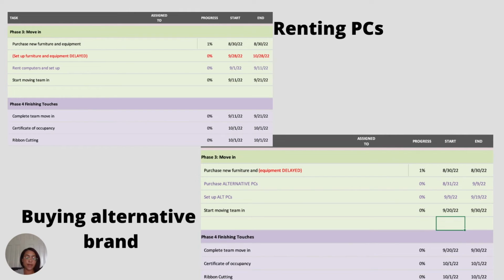Then our buying the alternative brand still puts us at our same October 1st date. We purchase our alternative PCs, set those up by the 19th of September, and then start the move-in the next day and be moved in by the 30th for our ribbon cutting ceremony or completion on October 1st.